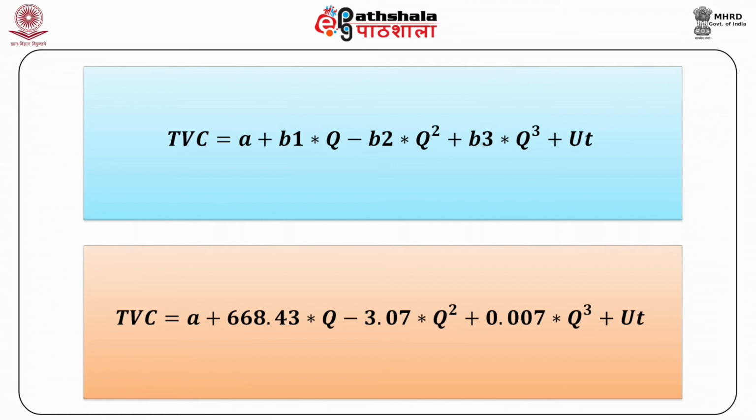We have fitted and measured a total variable cost curve, and the equation reads as TVC is equal to A, the intercept, which is 29709.81, and then the linear coefficient, which is 668.43, and it is positive. The next coefficient is minus 3.07, which goes along with the square term. Then again we have an alternation of signs: it is positive 0.007, which goes along with Q cubed, and the error term ut.